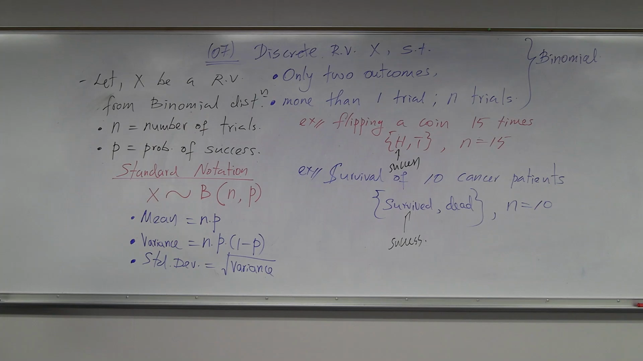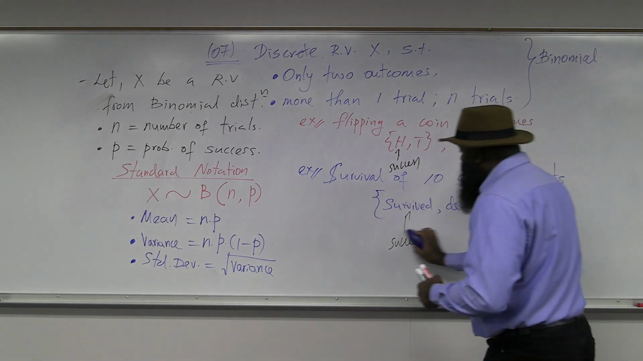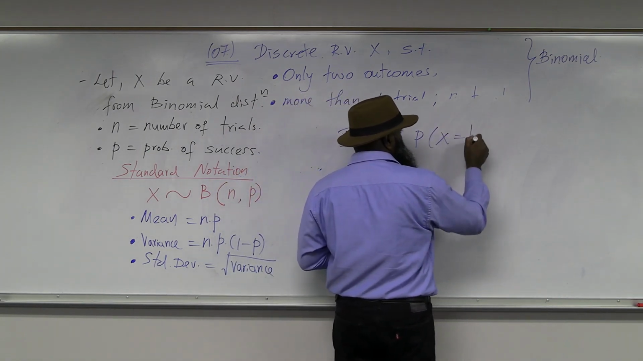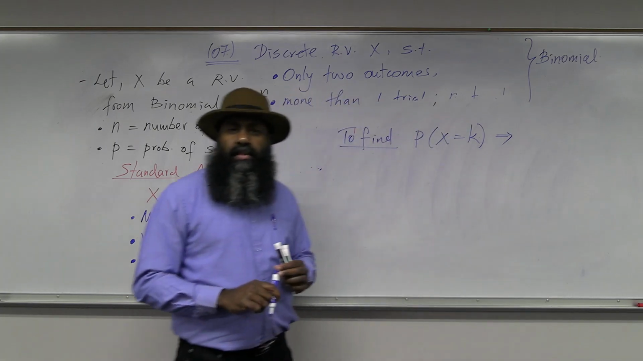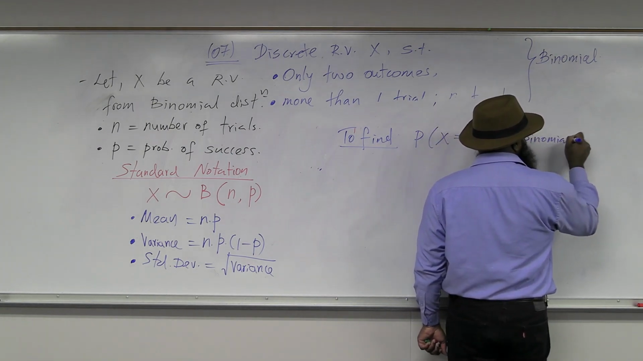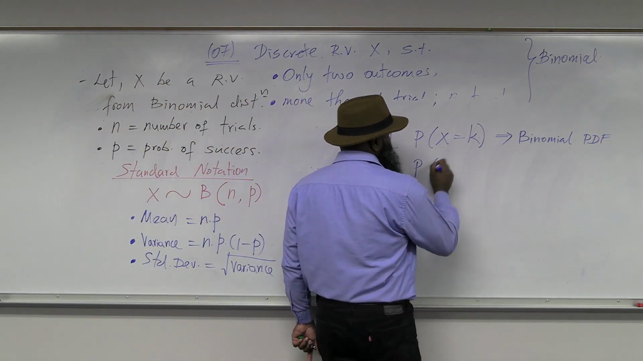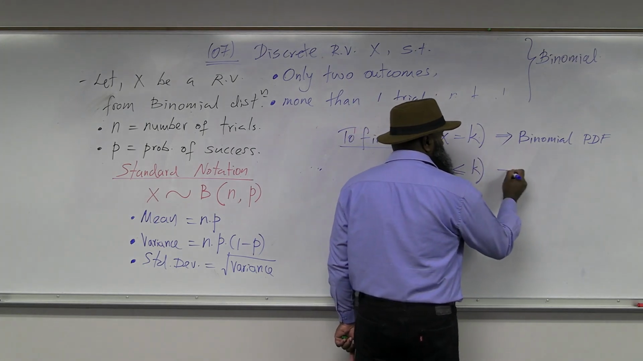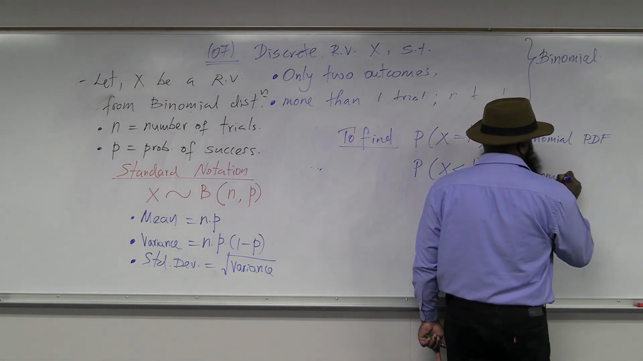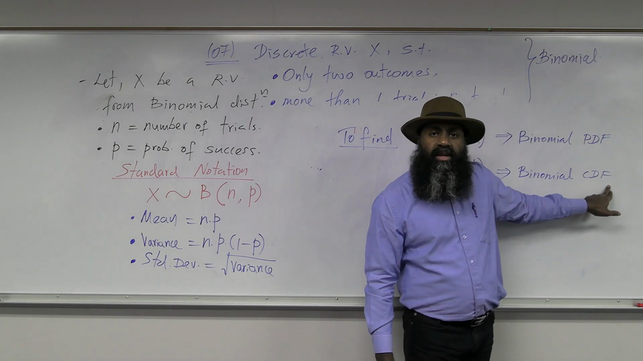That's the standard deviation. And if I need to find a probability of the form probability x equals k, in your calculator you have to use binomial PDF. Equal probabilities are found using binomial PDF. And if you have to find the probability of the form x is lesser than or equal to k, we will use binomial CDF. PDF stands for the probability distribution function. CDF stands for the cumulative distribution function.